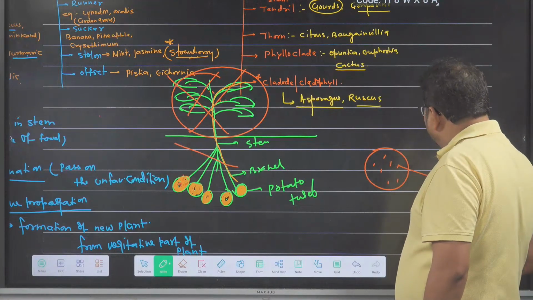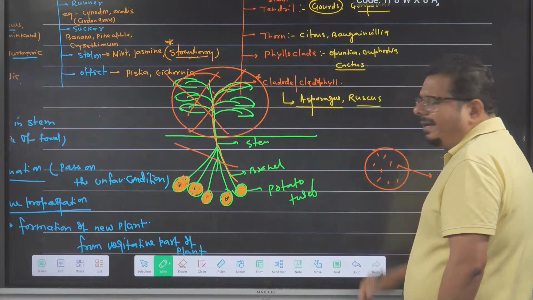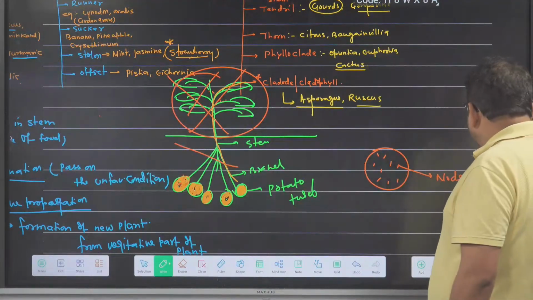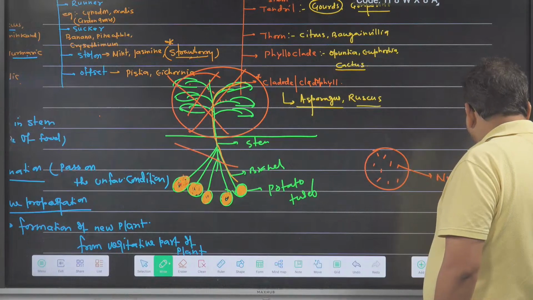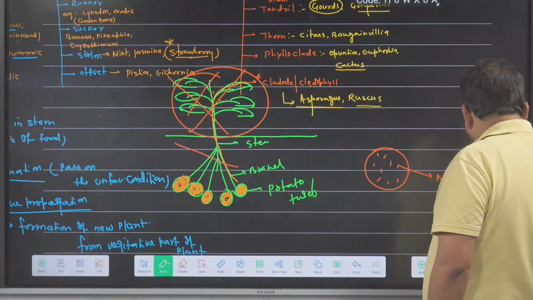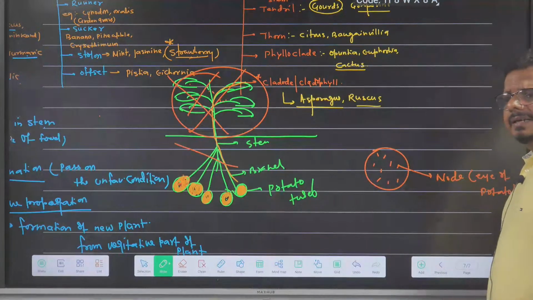Between two nodes, internodes are there. So all the dots I made here are what? Basically nodes. And these are also called which one? Eye of potato. Eye of potato. Getting the things or not? Is it clear in the mind or not?